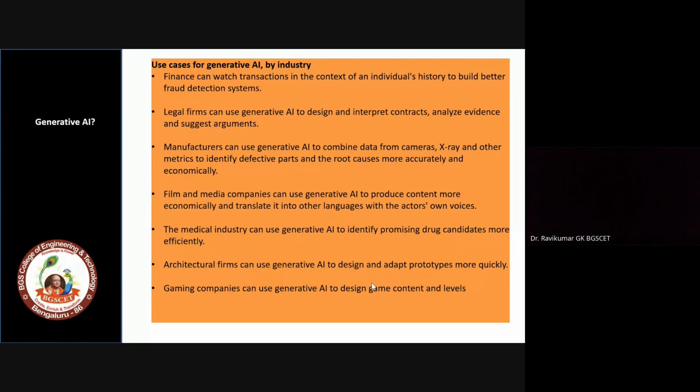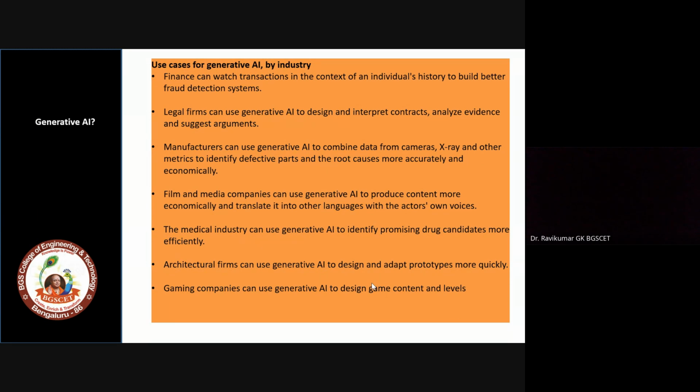Legally, what kind of contracts they will analyze, what kind of evidence, what kind of arguments, and all those things. Next, when you go to manufacturing, what kind of manufacturing you will do: data from the cameras, X-ray, and other metrics to identify the defective parts and root cause accurately and economically. So manufacturing is one of the best ways of using generative AI.